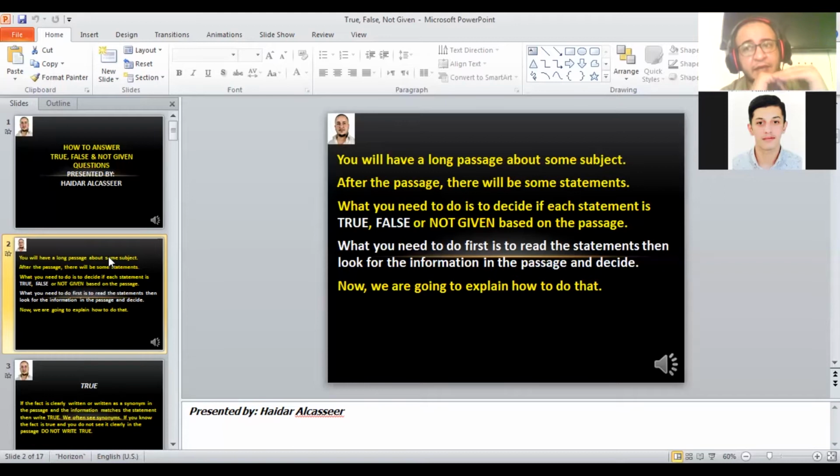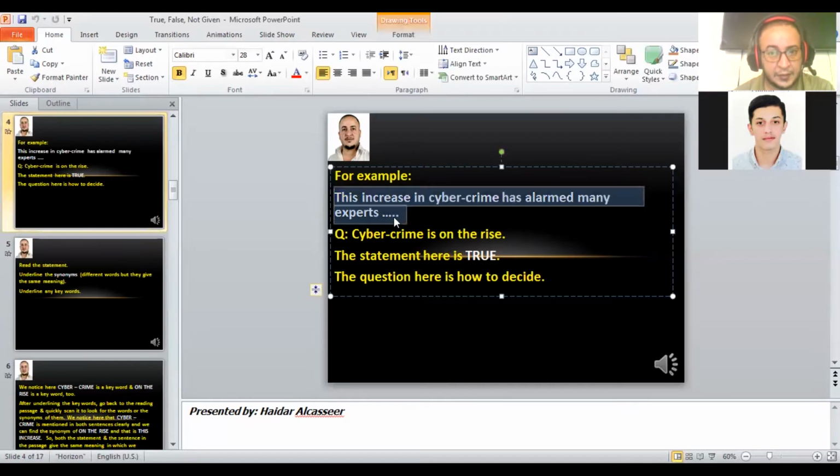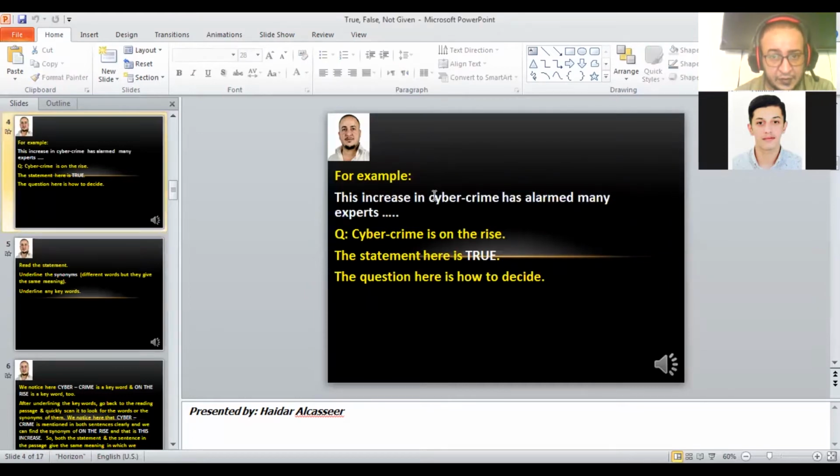99.9% they come respectively. That means they come in order. 1 before 2, 2 before 3, 3 before 4. Okay? Now we are going to explain how to do that. For example, we have this in the passage. Here, this increase in cybercrime has alarmed many experts. The question says, cybercrime is on the rise.